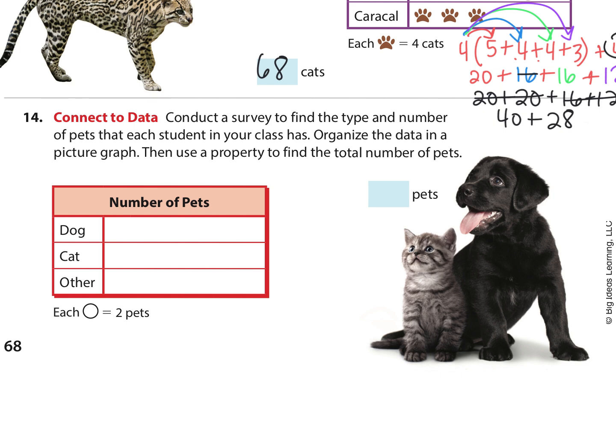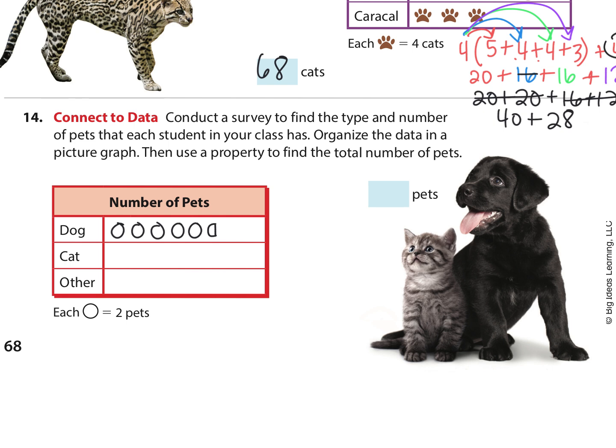Okay, raise your hand if you have a dog. Okay, so this is representing students, okay? So let's count the hands that we see. 1, 2, 3, 4, 5, 6, 7, 8, 9, 10, 11. So what could we do? Each circle represents 2 pets. So how many circles would I do? 1, 2, 3, 4, 5 plus a half circle because I had 11.